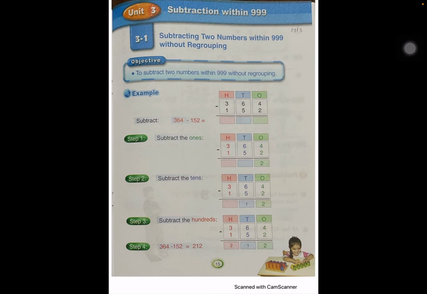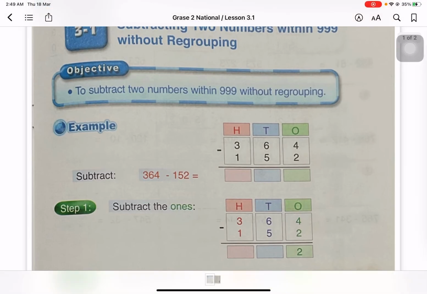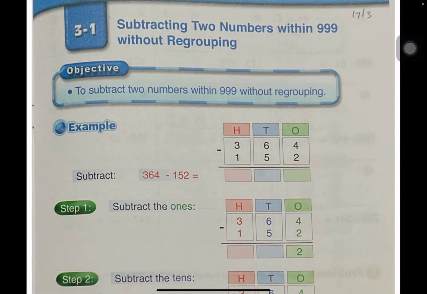The important thing when you have a question and you want to subtract is to write the numbers under each other, vertical. Put the ones under the ones, the tens, the hundreds. Then you are going to start subtracting. Subtract means to take away. You will start from the ones. 4 minus 2, this is step 1. Step 2, you will say 6 minus 5. Step 3, you will say 3 minus 1.